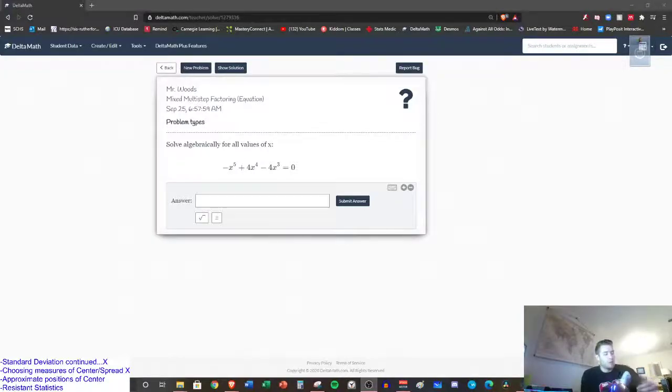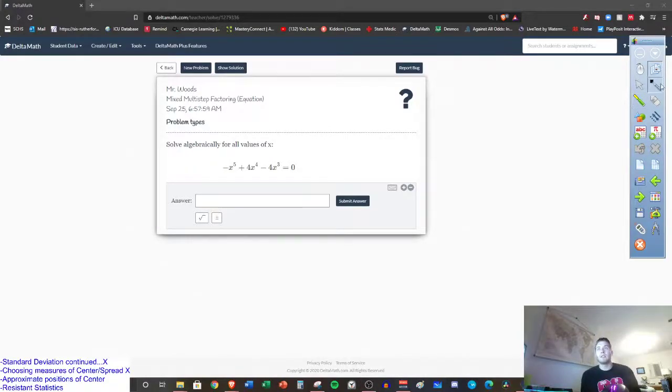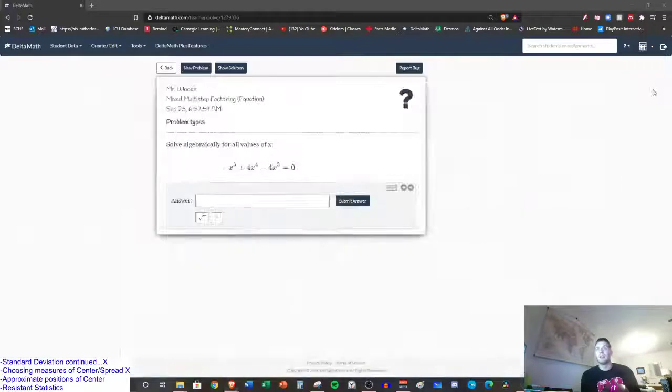All right, Integrated Math 3 students, we had some people asking about this last topic, the mixed multi-step factoring with an equation. So this one has a lot of steps to it, and if you're finishing it in 30 seconds, that is a sign that you are not doing this authentically, okay? So let's follow along with these steps here, and we'll try to make sure that it's explained properly to you.